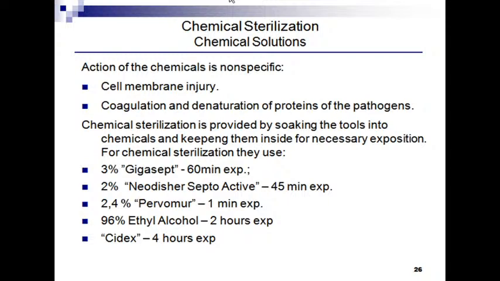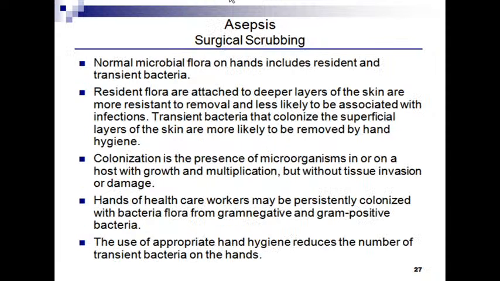2% Neodisher Septo active, 45 minutes exposition. And 2.4% Peromull solution, 1 minute exposition. A very strong solution, a very strong liquid, and 1 minute is enough for sterilization of instruments in Peromull. 96% ethyl alcohol takes 2 hours for sterilization, and Cidex, 4 hours. All these drugs can be used in hospitals. The technique of sterilization is very simple: just soaking the instruments and non-absorbable tools and equipment in tanks with antiseptics for sterilization, for cleaning of their surfaces. Their surfaces become clean, free from bacteria.